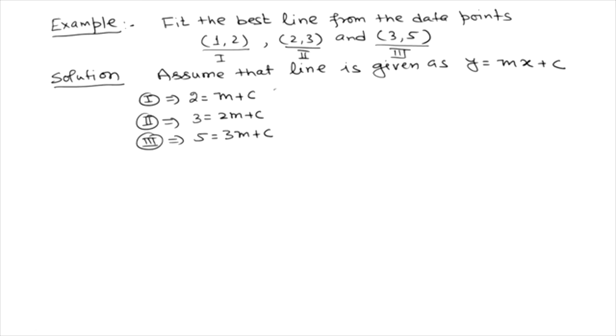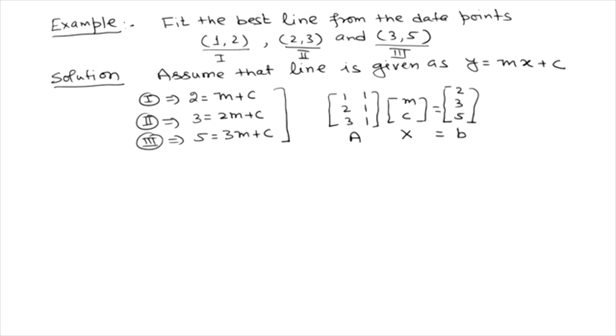So, this particular system can be written as the matrix [1 1; 2 1; 3 1] multiplied with [m; c], and this equals [2; 3; 5]. So, this is my matrix A, this is x, this is b. It is a linear system which is over determined, because I have 3 equations and my unknowns are 2; to fit the line I have to find the values of m and c. The number of equations is 3 and the number of variables is 2, so it is an over determined system.